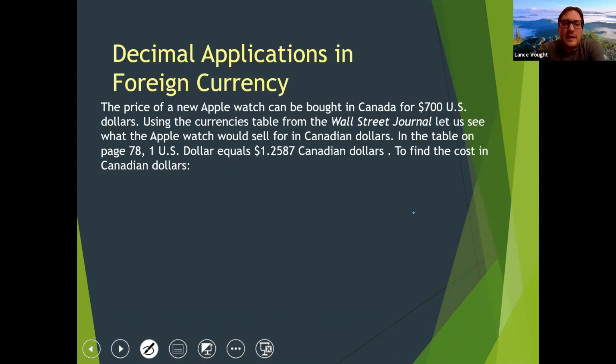So the price of an Apple Watch can be bought for $700 US in Canada. So in Canada, it's 700 USD. The exchange rate is that $1 is equal to 1.2587 CAD. CAD is our abbreviation for Canadian dollars. So in order to find the answer here, you want to convert this to Canadian dollars. You're going to do 700 times 1.2587.